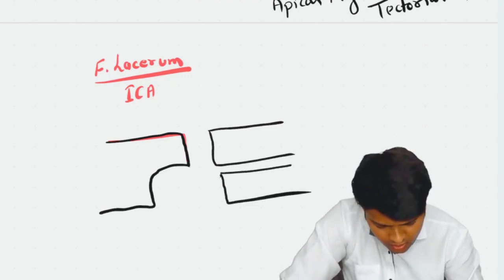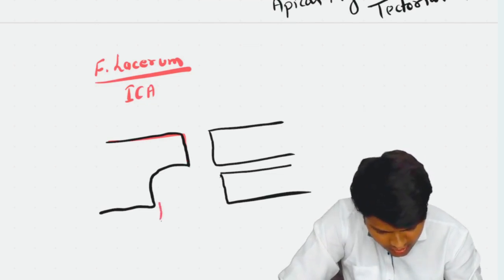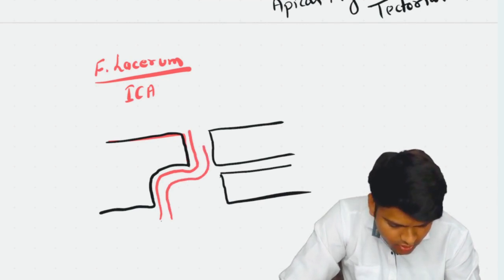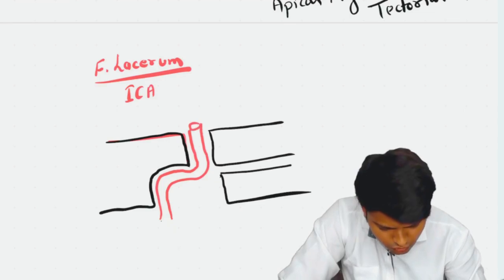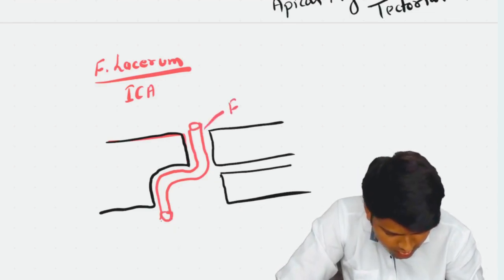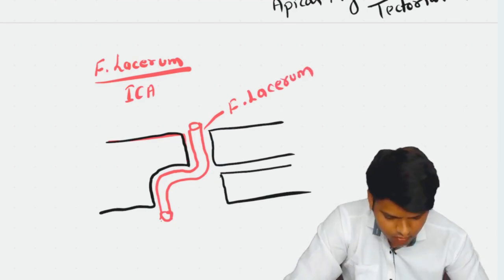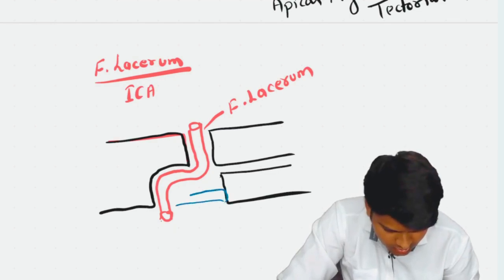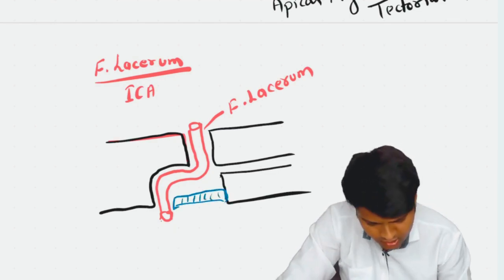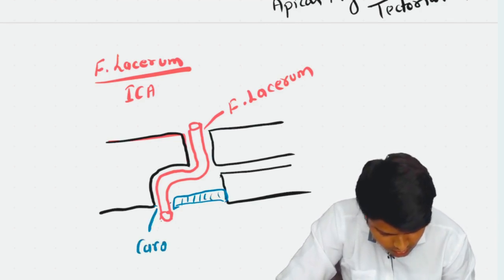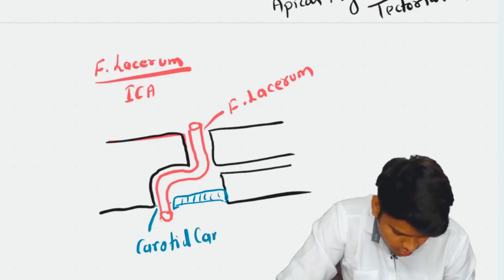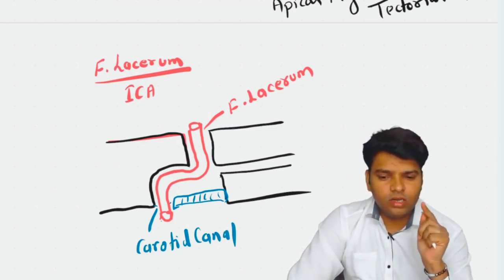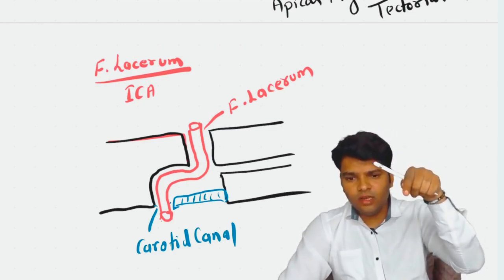Okay, and from here the internal carotid artery enters the carotid canal and takes a bend and goes toward the foramen lacerum. So this is the foramen lacerum, and here this area is closed with cartilage. This part is called the carotid canal. So the internal carotid artery enters the skull base through the carotid canal, and after that reaches the cranial area through the foramen lacerum.